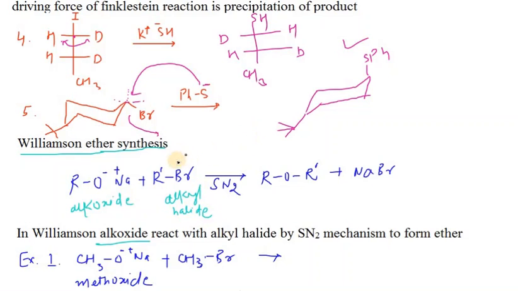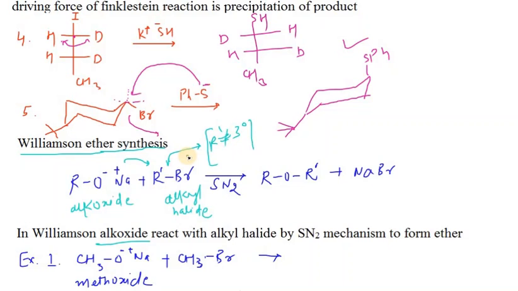When R is not 3 degree, then R dash should not be 3 degree. We know this because it follows the SN2 mechanism, and the condition for the halide R could be methyl, 1 degree and 2 degree, but it should not be 3 degree. This is the condition. We will see later that when it is 3 degree, it's going to go by elimination reaction.